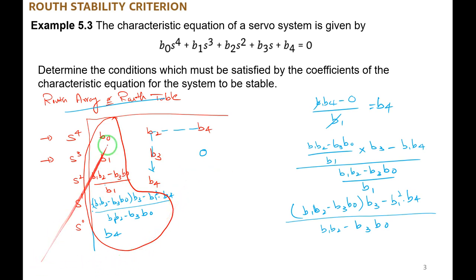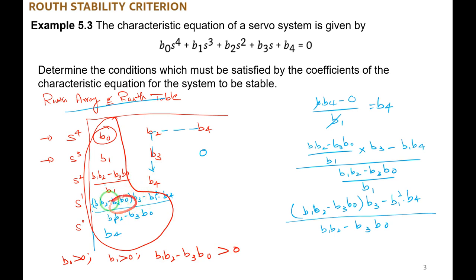So first, B0: anyhow, the first element will always be greater than 0, so no need to put that, but let me write it. B0 is greater than 0, then B1 should be greater than 0. Then this next element should be greater than 0. The denominator is there, so let me take that to the other side and take only the numerator: B1 B2 minus B3 B0 should be greater than 0. This B1 will go that side.